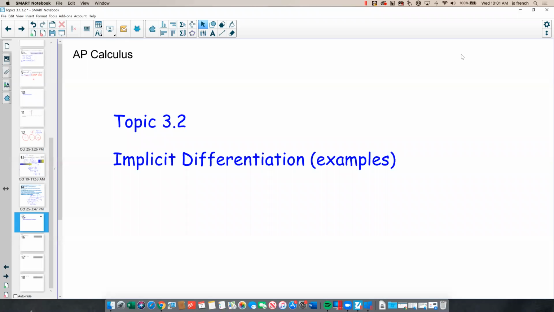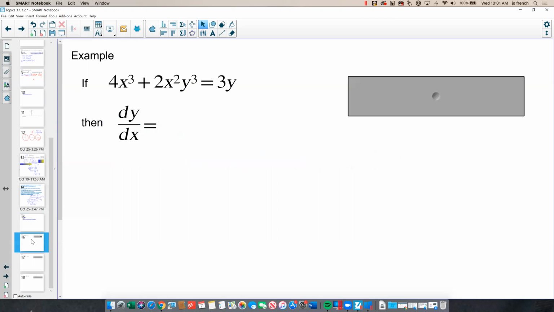Hello, I'm Mr. French. I'm coming to you from my classroom in Mount Pleasant, Utah, and this is topic 3.2, Implicit Differentiation, some examples from the AP Calculus AP Classroom curriculum. So here are some examples of how to work with implicit differentiation.